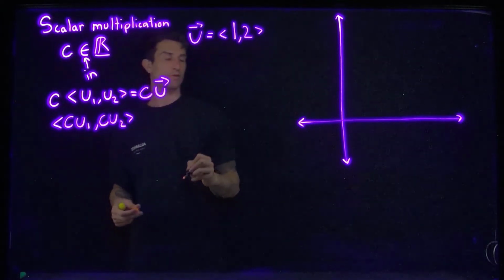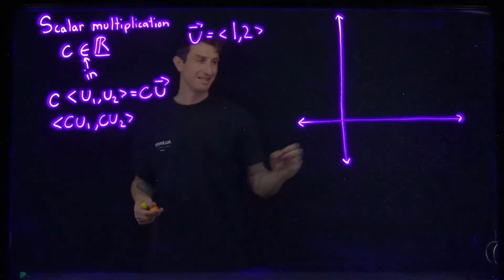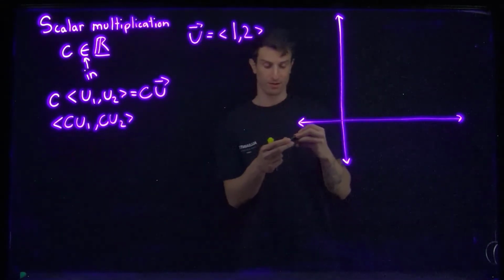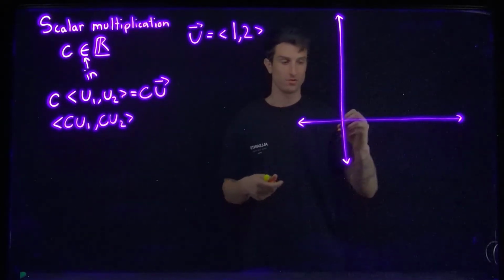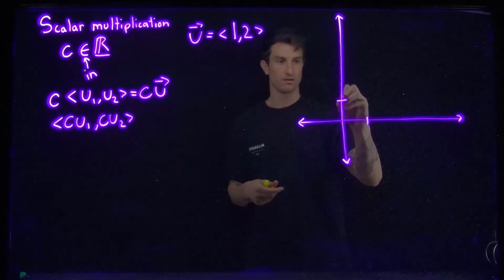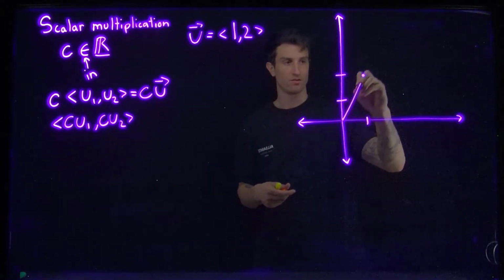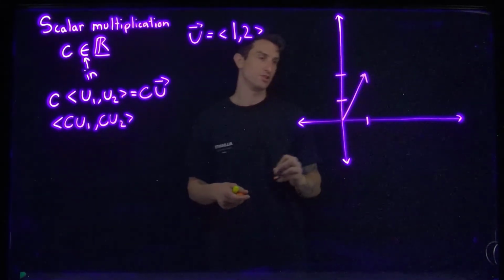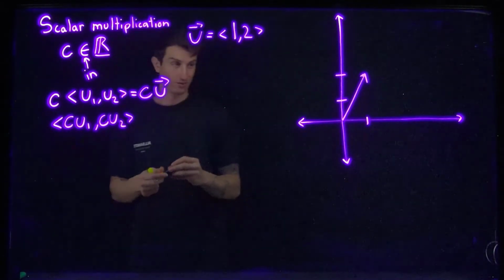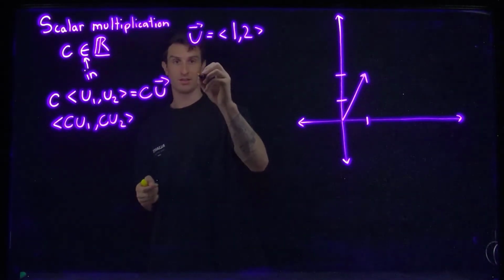I don't know why that 1 is so tall. And let's say, so we'll go ahead, I'm going to graph u. So let's say u is 1, 2. We put a dot, we graph it. Boom, this is u.